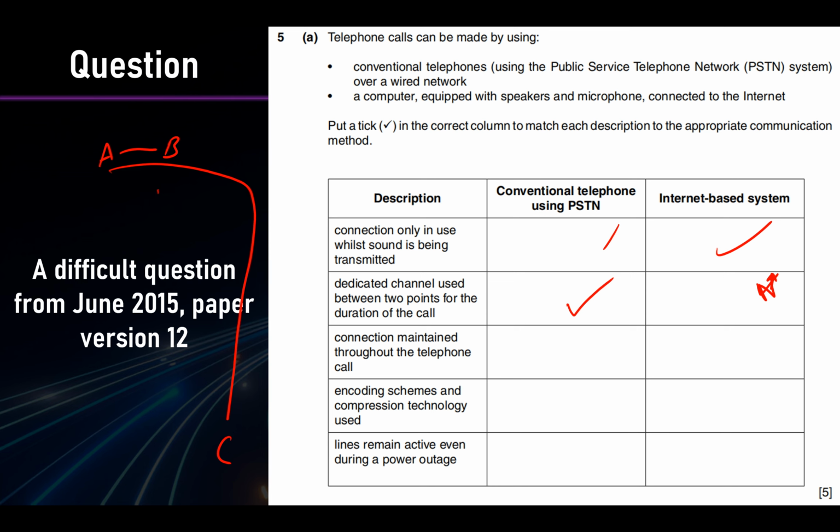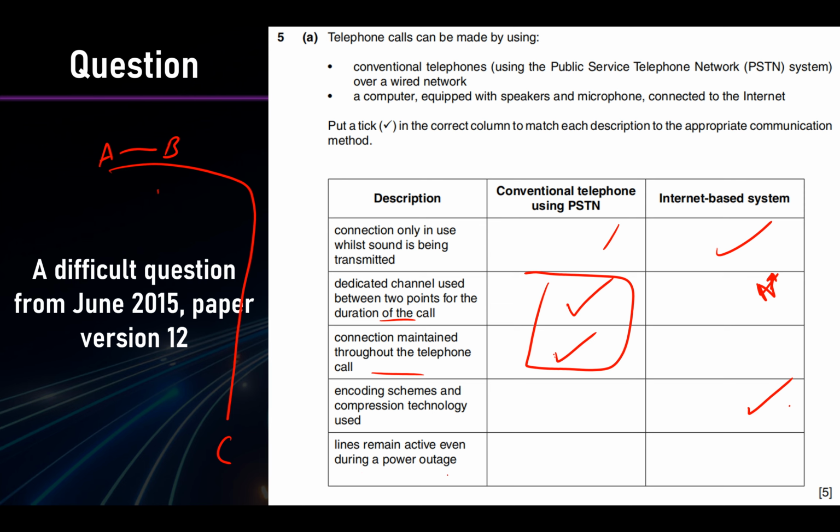Right then, connection maintained throughout the entire telephone call. Actually, this is super weird because this is literally the exact same as number 2. Dedicated channel, connection maintained. Right, encoding schemes and compression technology. So I guess the PSTN is quite simple, just analog data, no encryption or anything like that. Whereas the internet system is going to be encrypted, encoded.